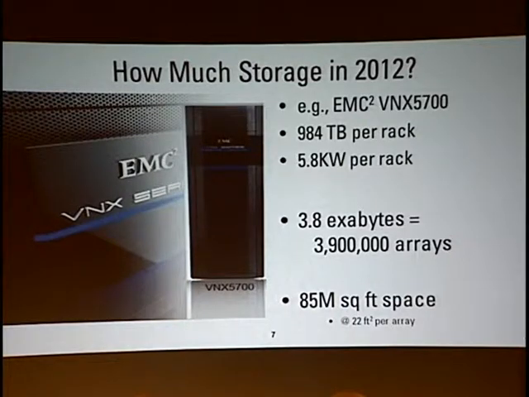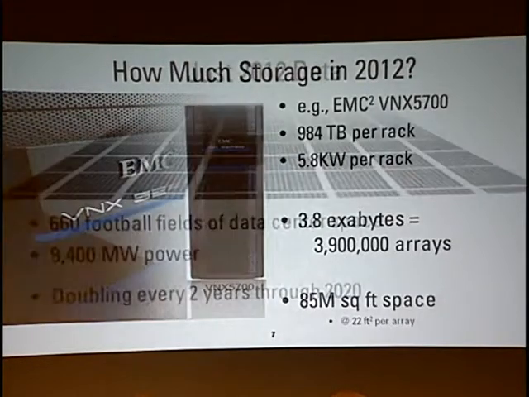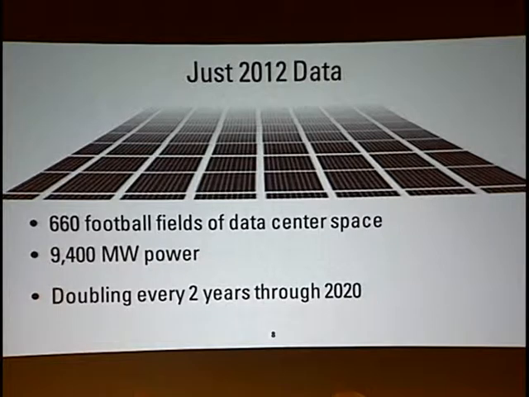At 22 square feet per footprint, we're going to need 85 million square feet of space just to store the data that's going to be generated in 2012. That's something like 600 football fields worth of white space just for the data storage, and a couple of power plants. And we're doubling this every 2 years through 2020.